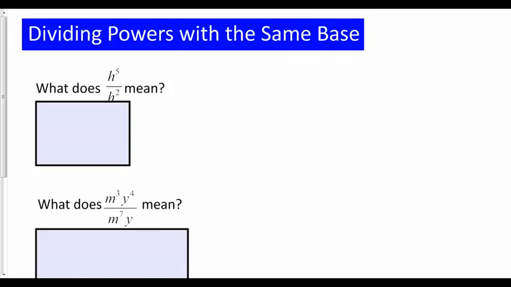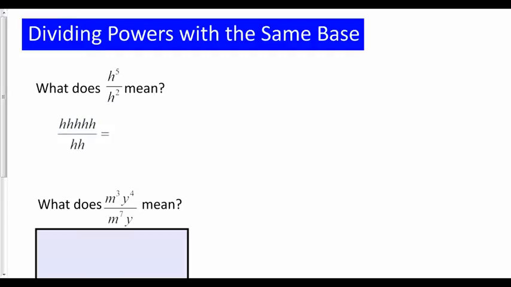Alright, now let's look at dividing powers with the same base. If I have h to the 5th and h squared, well, what does that really mean? It means 5 h's in the numerator, 2 h's in the denominator. And if I want to simplify this, well, I can just cancel out 2 h's in the numerator with 2 h's in the denominator, and that's h to the 3rd.